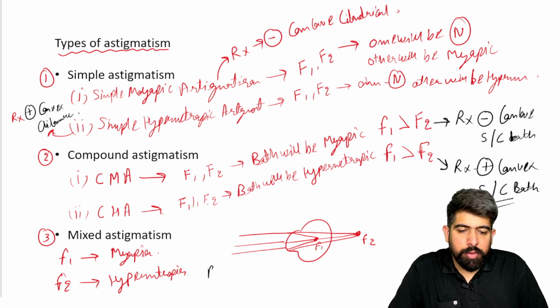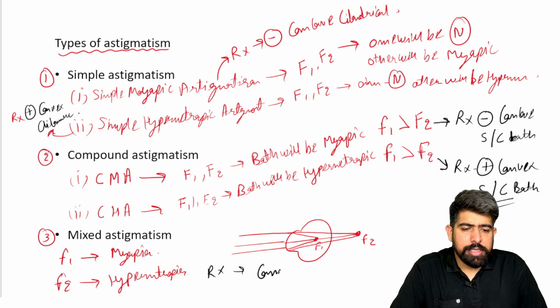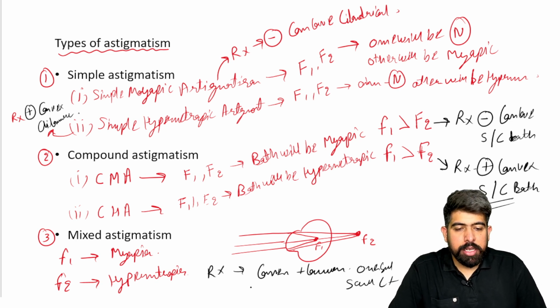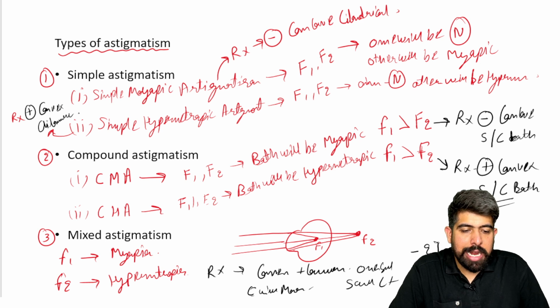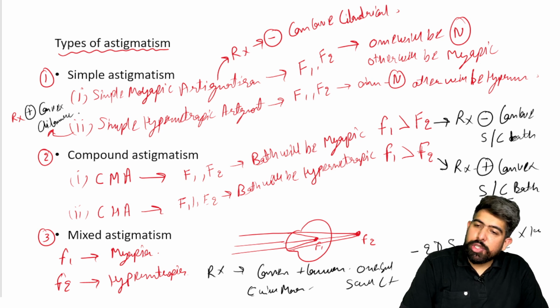On the treatment part we have to use convex plus concave lens. One should be spherical and one should be cylindrical. Just remember, the cylindrical will always be more. Like I'm giving you -2 diopter spherical and +4 diopter cylindrical at 180 degrees. So you can see the spherical is here, the cylindrical is here, and both are used in this condition.